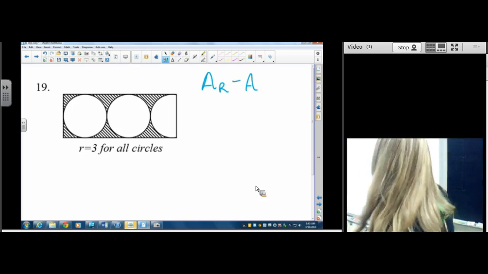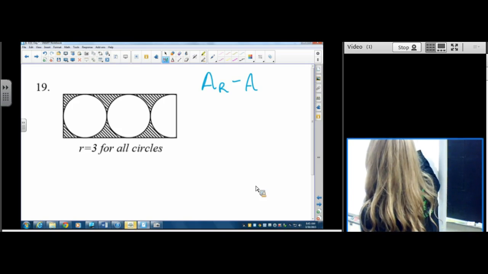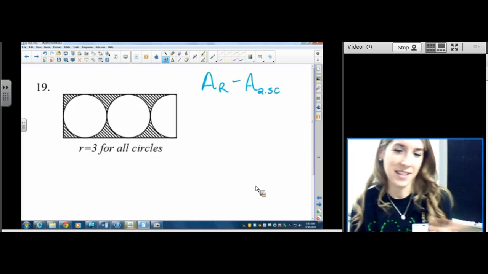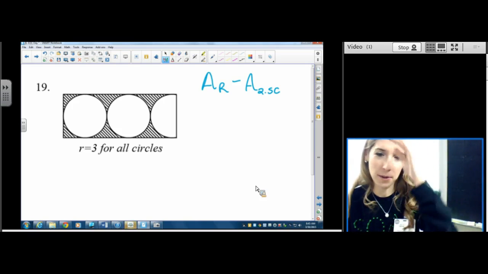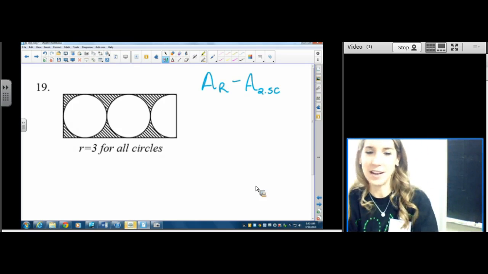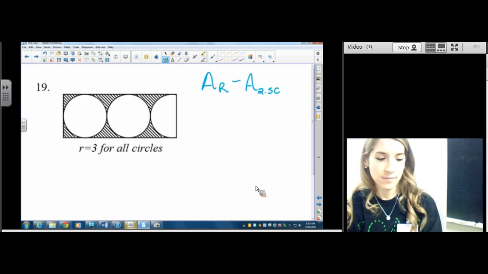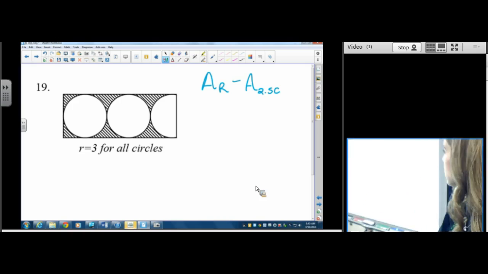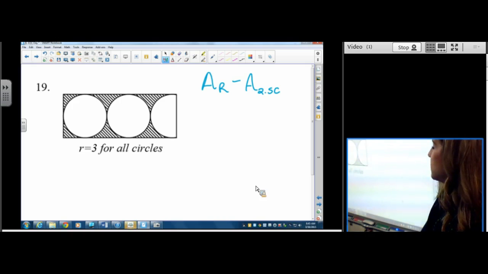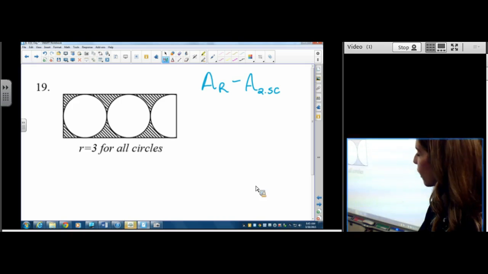Yeah. So you can put 2.5 circles if you want. It's not like I'm going to grade your strategy. I always write the strategy at the top. That part won't be graded. You can write it however you want. 2.5, 5 halves, however you want to phrase that. Okay, so the radius is 3 for all circles.